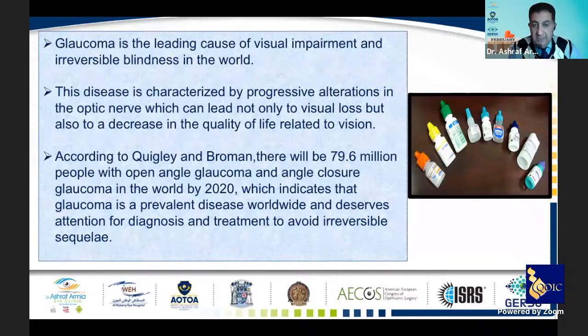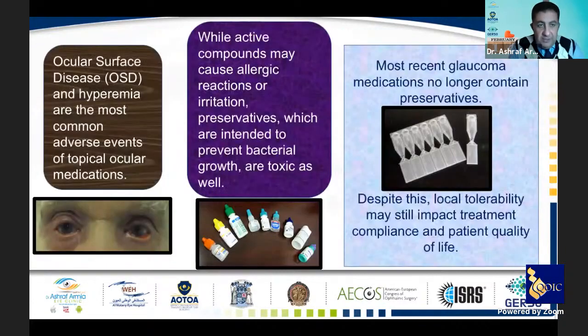According to Quigley and Broman, there will be 79.6 million people with glaucoma around 2020 all over the world. If we look, we find that ocular surface disease and hyperemia are the most common adverse events of topical ocular medication because of the preservative. While the active component may cause allergic reaction or irritation, preservatives, which are intended to prevent bacterial growth, are more toxic for the eye. So all over the world now, most recent glaucoma medications no longer contain preservatives.